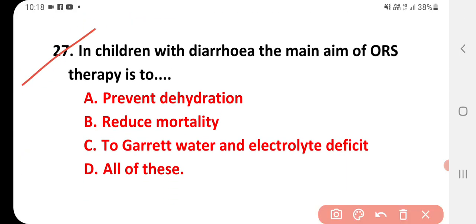27th, in children with diarrhea, the main aim of ORS therapy: prevent dehydration, reduce mortality, to get water and electrolyte deficit, all of these. So in children with diarrhea, the main aim of ORS therapy is to prevent dehydration, reduce mortality rate, and to replace water and electrolyte deficit. So the right answer is option D, all of these.